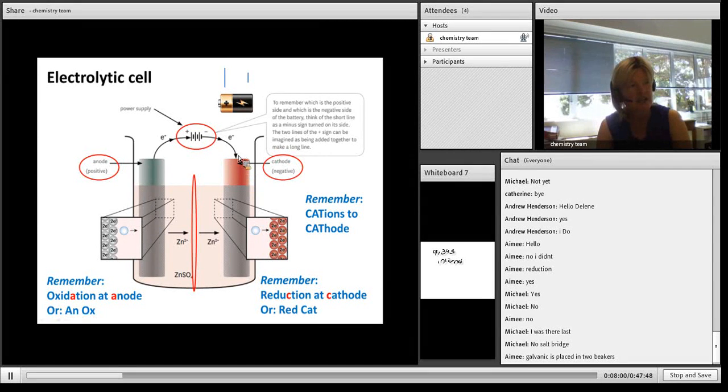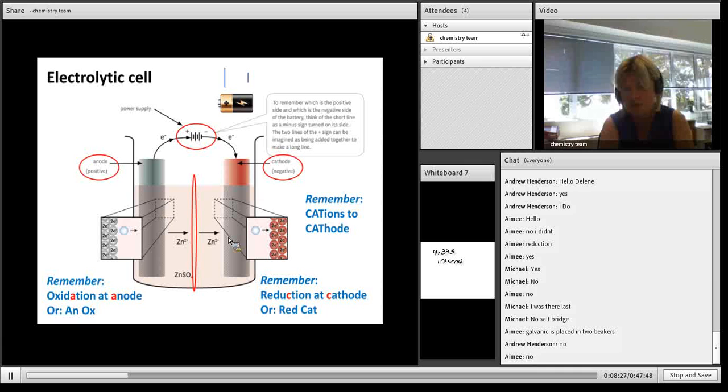Can you see we need the supply of electrons to go here, and this electrode needs to be negative to attract the positive cations. Would cations be forced to go easily to a positive electrode? Would something positive be attracted to another positive? No.